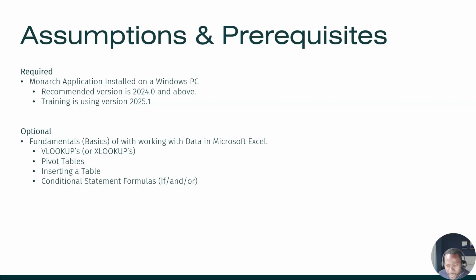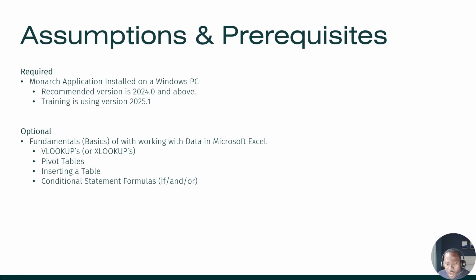And the version of Monarch that we're using for the training is the most recent one as of the time of this recording, which is 2025.1. But it is recommended that you at least have 2024.0. So if you have at least the 2024.0 version of Monarch and above, that would be ideal for the training. So that's what's required. As part of the training, you'll have all the exercise files. I'm going to show you in the videos how you can access those.